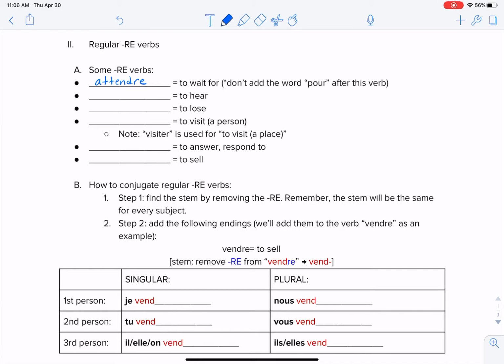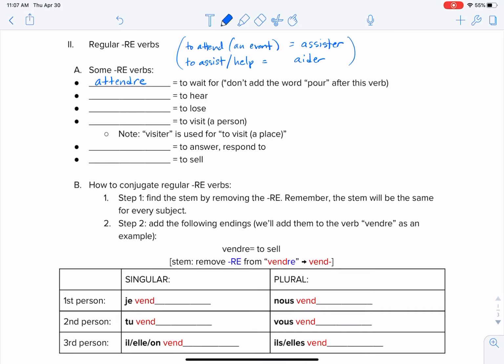It looks like attend, like I attend a meeting or whatever. But to attend an event is actually assister, which looks like to assist or aid. So to assist or help is aider. So be careful. These are what we call false cognates or false friends. They look like they should mean one thing in English, but they actually mean another. All right, that's just a little parentheses we can close here.